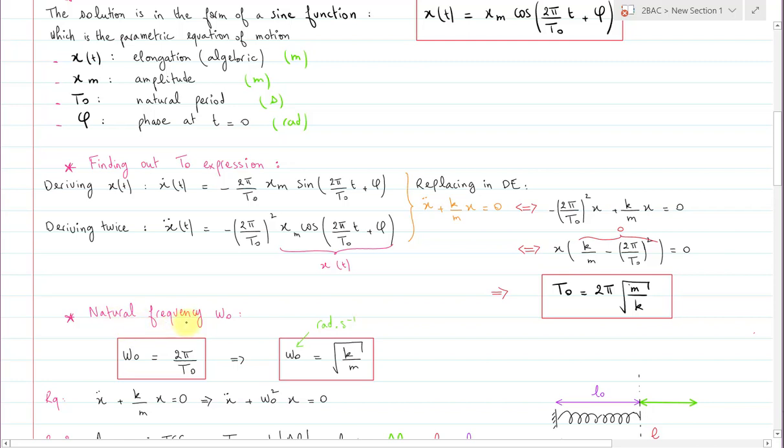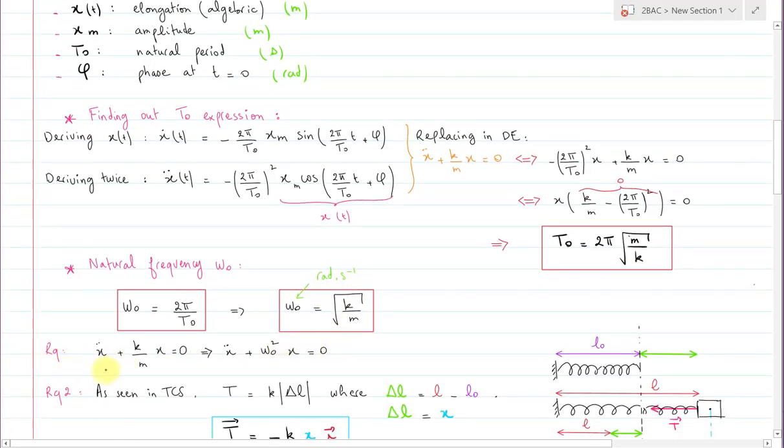We also have the natural frequency, omega 0, which is linked to t0 by this equation: omega 0 equals 2 pi over t0. Replacing t0, we find that omega 0 is equal to the square root of k over m. And the unit for omega 0 is radians per second. Small remark: we can replace in the differential equation k over m with omega 0 squared, which is equal to k over m.